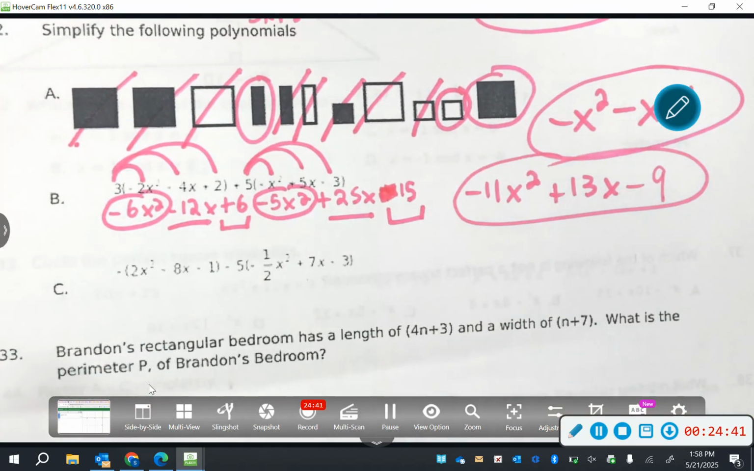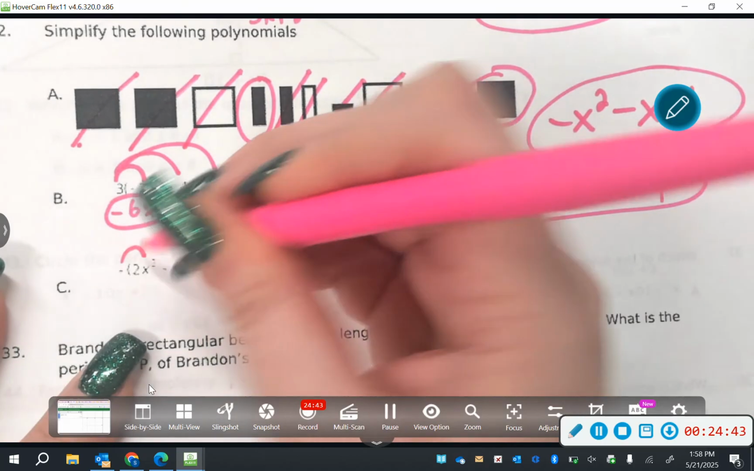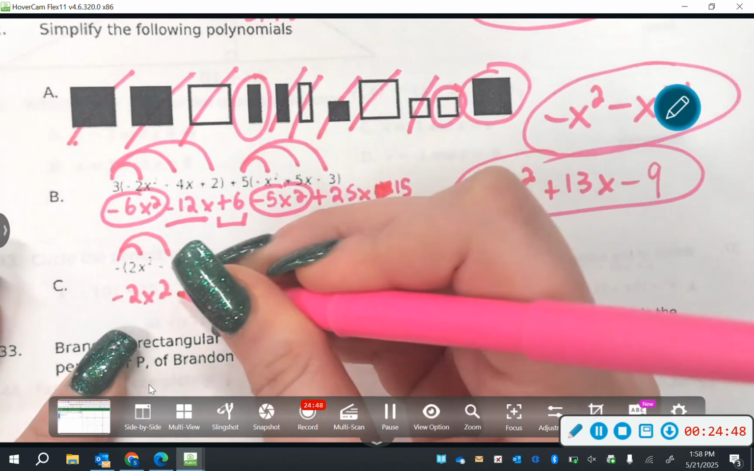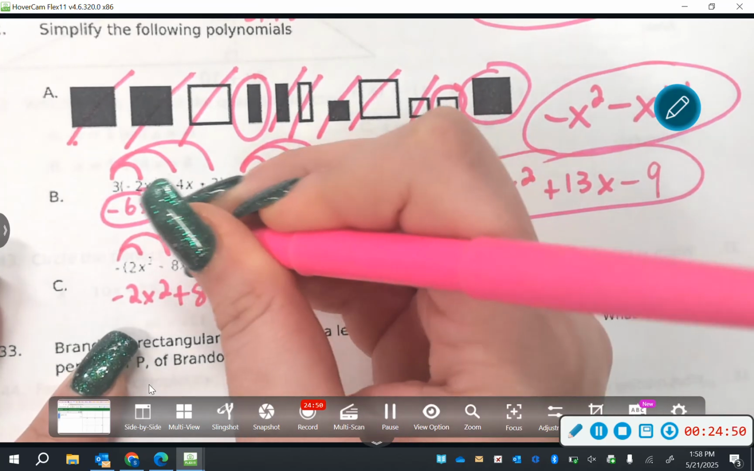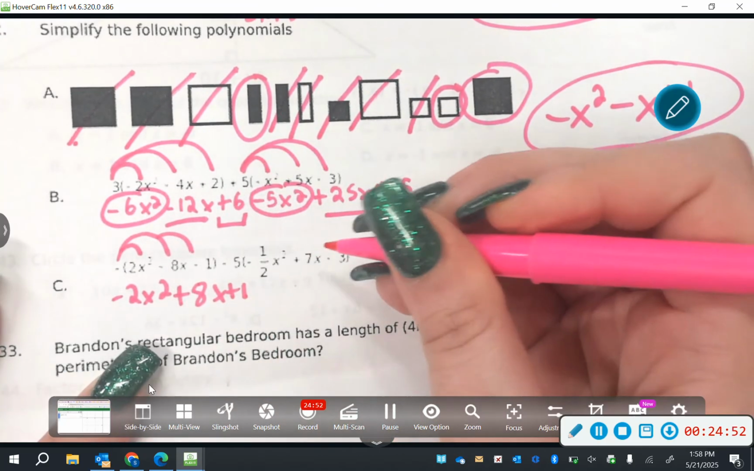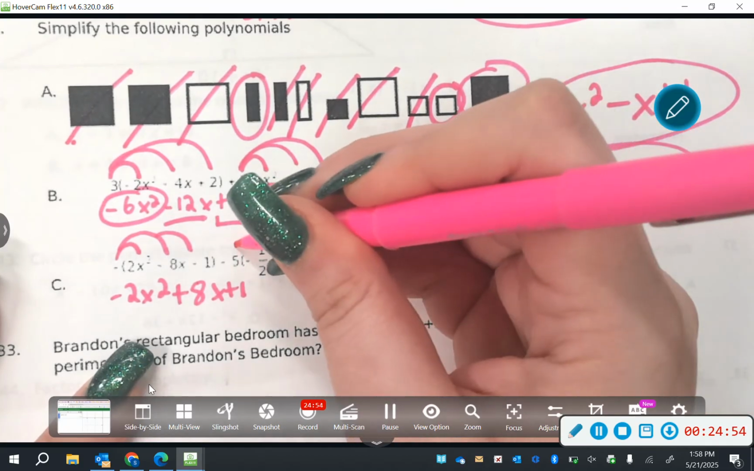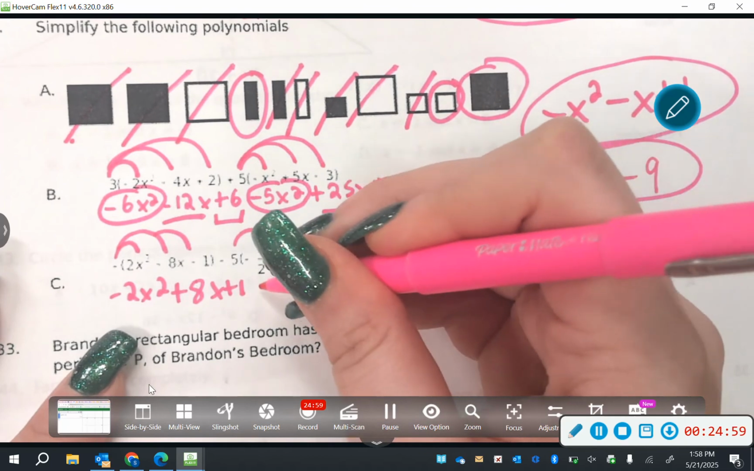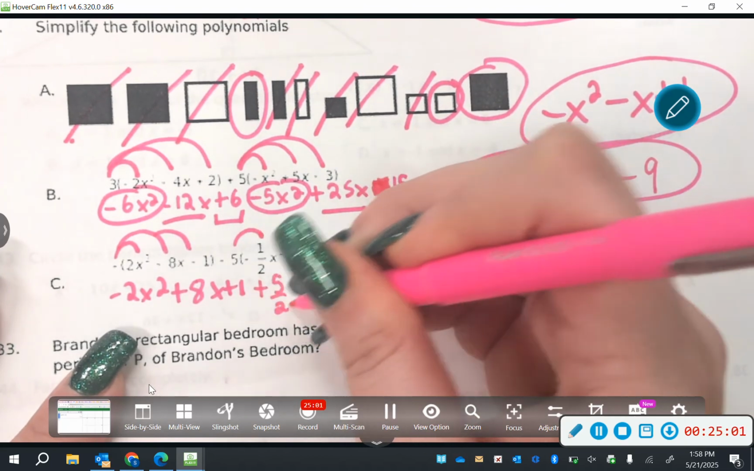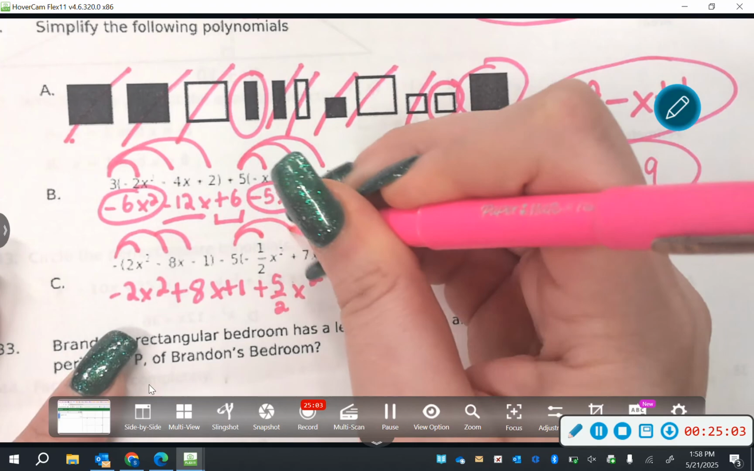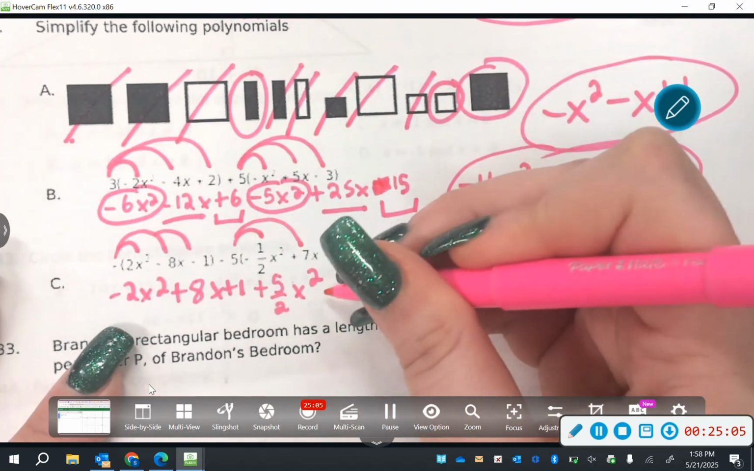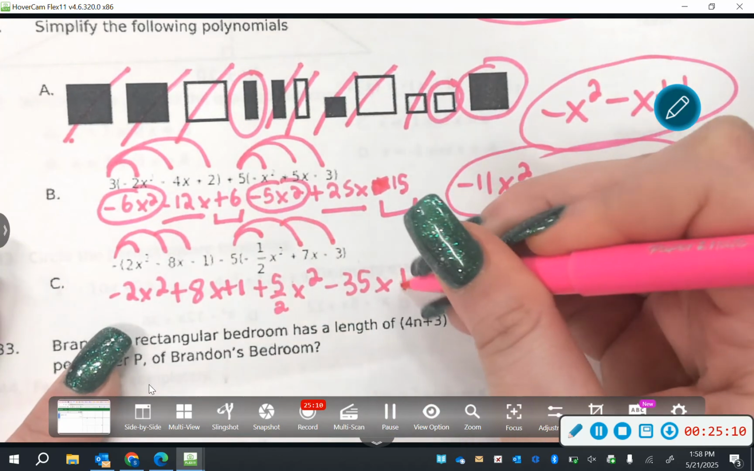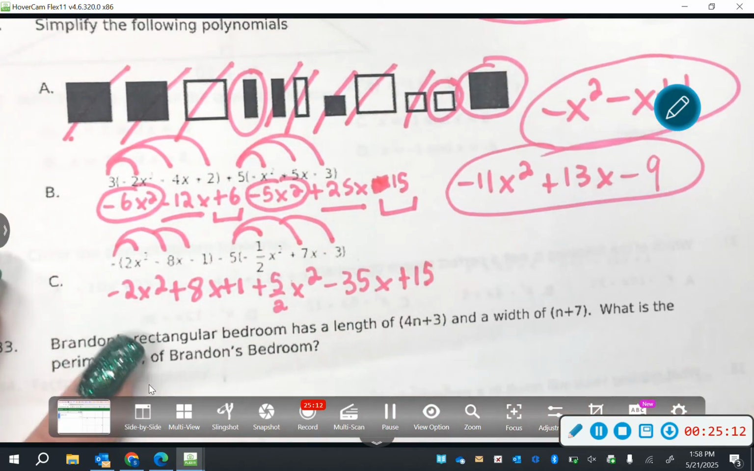Alright, last one for this video. Distribute our negatives. So this is going to become negative 2x squared plus 8x plus 1. Now we're going to do the same thing here. Negative 5 times negative 1/2 x squared is going to be positive 5 over 2 x squared. Negative 5 times 7x is negative 35x. Negative 5 times negative 3 is positive 15.